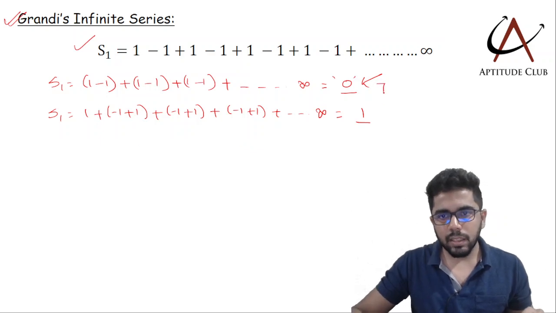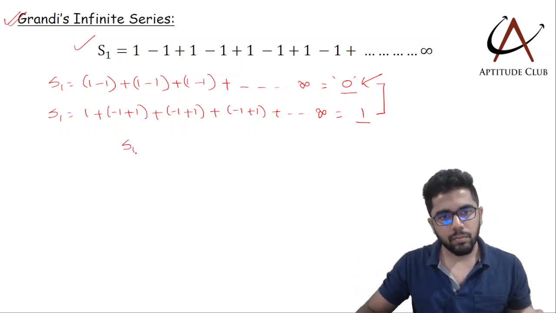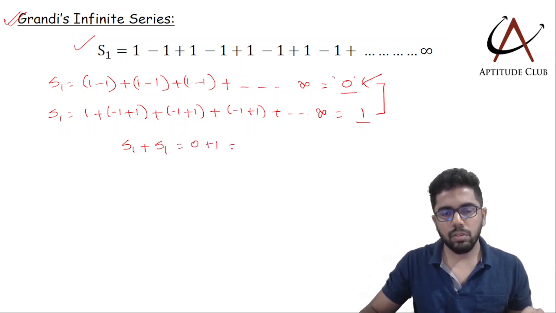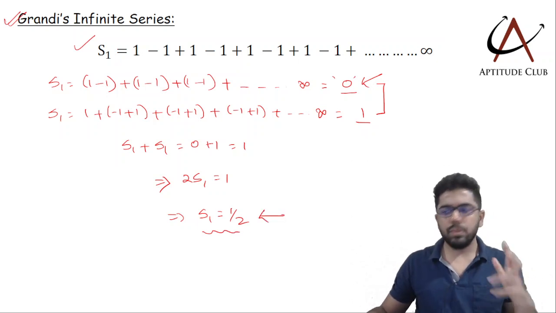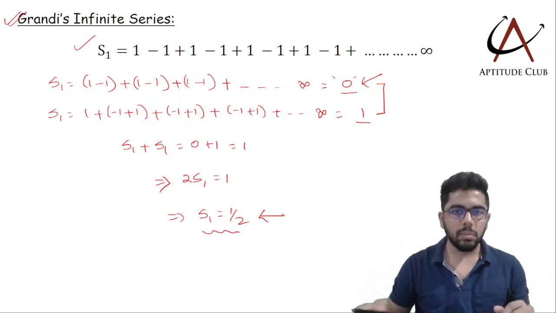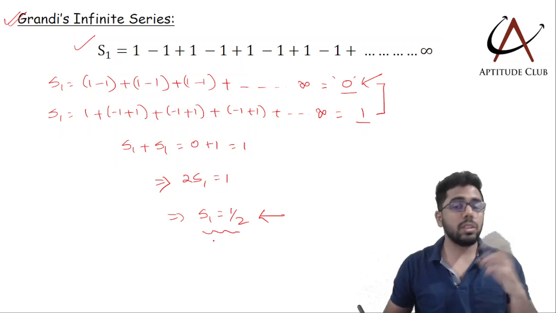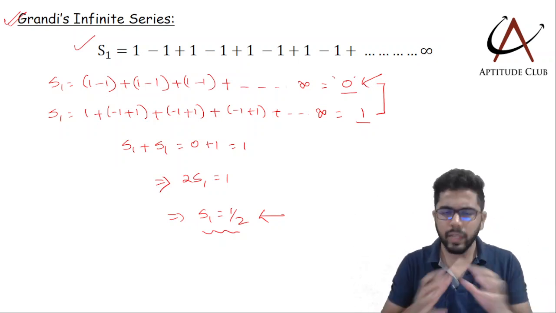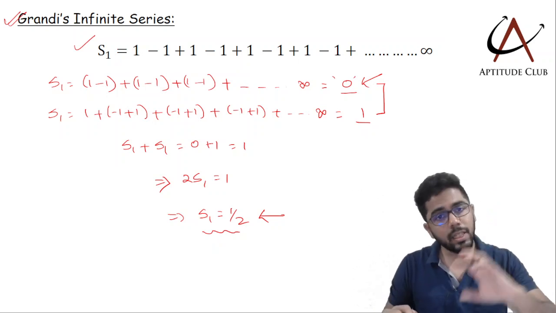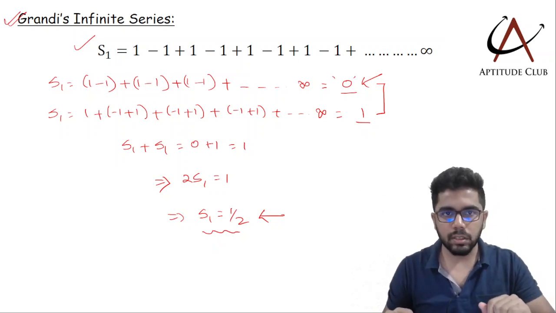Now if I take the average of these two results, S1 plus S1 is equal to 0 plus 1, which is 1. So you get 2 S1 is equal to 1, or S1 is equal to 1 by 2. This is one way of proving this, that the summation of this series is not 0, not 1, but actually 1 by 2. One way of looking at it. Very simple explanation. There is yet another way of defining this sum.